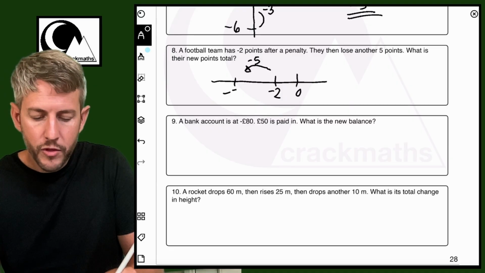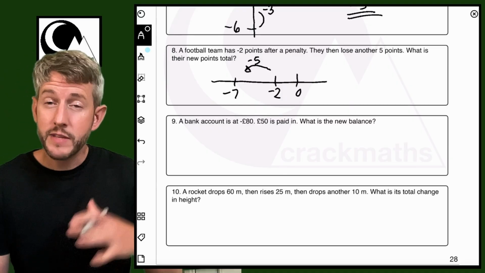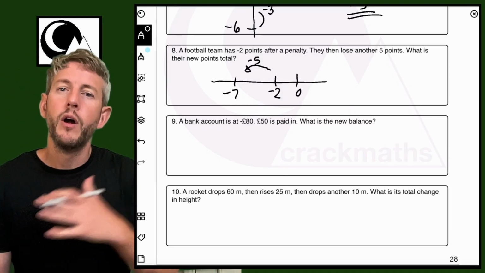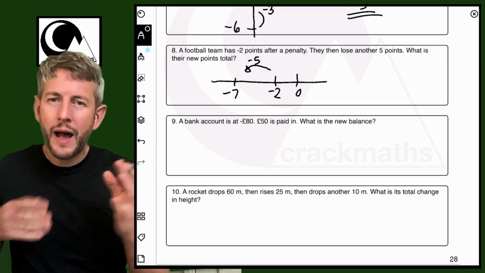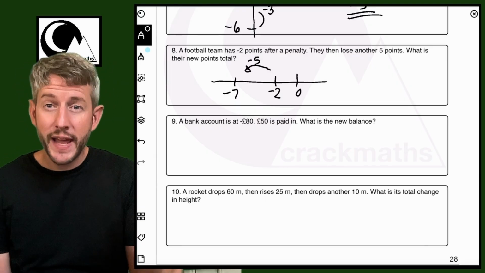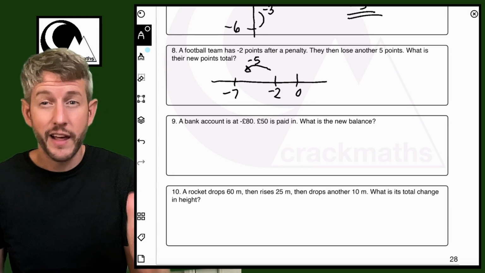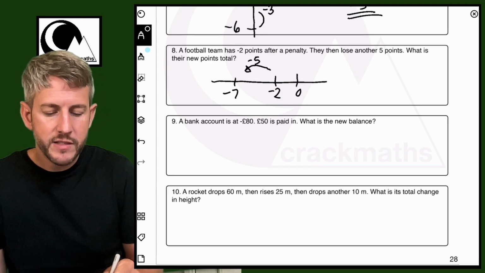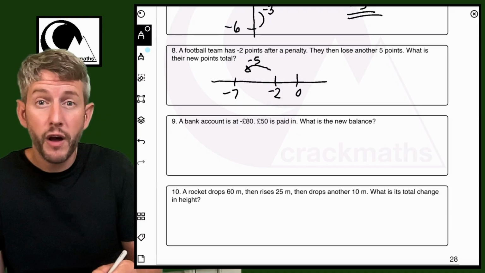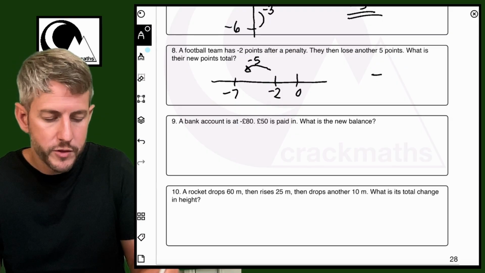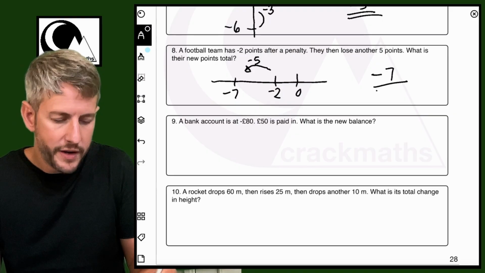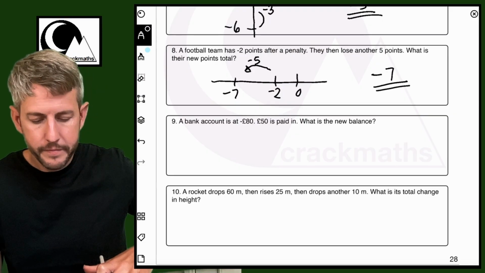The most important thing with negative numbers and adding and subtracting is just to think about what is going on. Are you going up? Are you going down? How is this all interacting with 0? Remember, negative numbers just tell you the distance they are away from 0. So this number has moved 5 further points away from 0. So what is their new points total? Their new points total is minus 7 points.